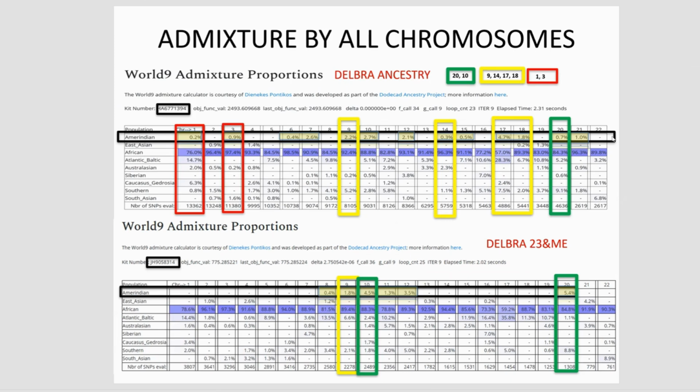But what the colors represent, the green means between the different testing platforms, I have a consistent Native American on chromosome 20. And I have another chart I'll show you. And the yellow shows the next level that I have at least 2 connections on those chromosomes between the different testing platforms. Green is 3, green maybe 4, yellow is 3, and red is 2.